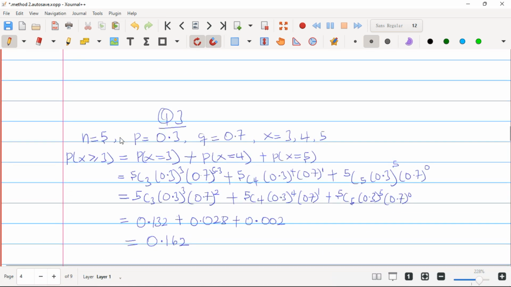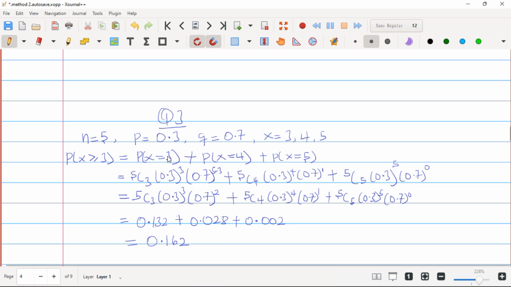So our N was 5, our P was 0.3, Q is 0.7, and our X is equal to 3, 4, and 5, right? So we are going to find the probability that our X is greater than or equal to 3, right? And then our N here was 5. So we are going to end exactly at 5, right? If our N here was, let's say, 7, then we are going to move from 3 up to 7, but here our N ends at 5, right? So here we have probability of X is equal to 3 plus probability of X is equal to 4 plus probability of X is equal to 5. So we are going to solve them individually, and after that you add.